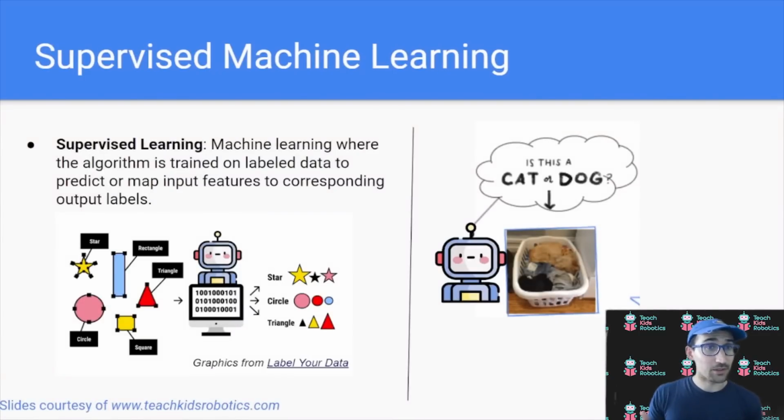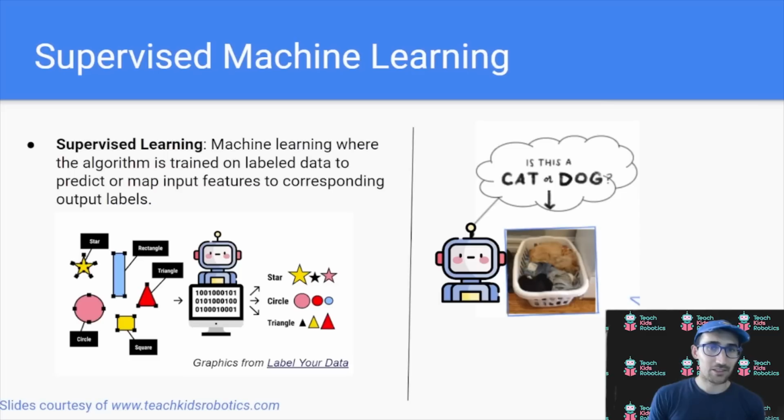So let's quickly review supervised machine learning. Supervised learning refers to machine learning where the algorithm is trained on labeled data to predict or map input features to corresponding output labels. An example of this is predicting a shape. Given an input shape, how can we classify it or map it to the corresponding output so that a star maps to a star and a circle maps to a circle?